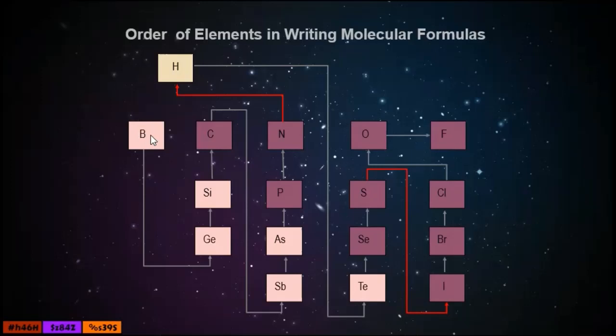Whatever element combined to boron, boron should come first in the formula. If we combine phosphorus and chlorine, phosphorus should come first, then chlorine. If we combine carbon and iodine, carbon comes first, then iodine. So this is the order of elements, this is the basis. What element comes first?